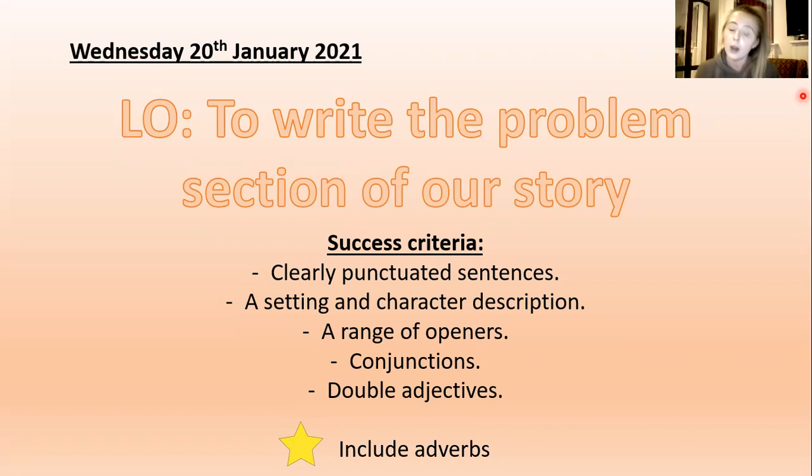So we're going to write the problem section of our story, making sure we're including our VCOP success criteria that we included yesterday. And we are still going to have a try and have a go at our setting and character description throughout. So when we meet our new character in the underground station, we're going to try and describe them, and we're going to describe what it looks like when we go down those steps into the underground station. So we're still including our setting and character descriptions.